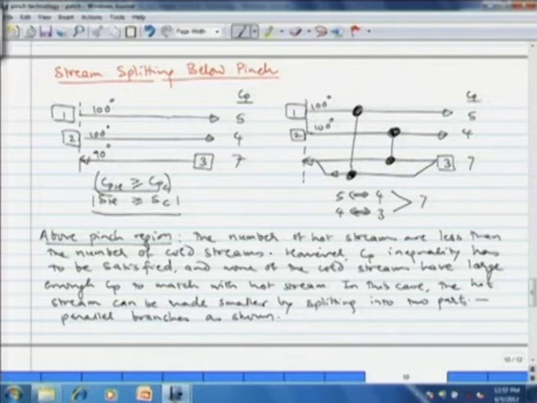Now what we do is we split the cold stream into 2 branches. The Cp of 7 is split into Cp 4 and Cp 3, and these two branches are matched with the 2 hot streams. The one with Cp equal to 4 is matched with stream 1 with Cp equal to 5, and the one with Cp equal to 3 is matched with stream 2 with Cp equal to 4. And therefore, we have the constraint of Cph greater or equal to Cpc satisfied.